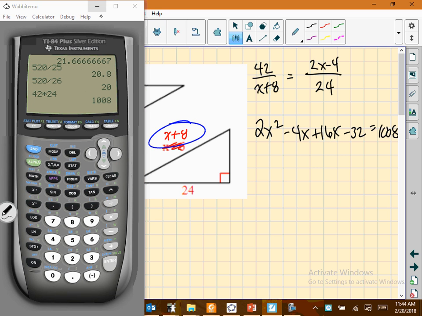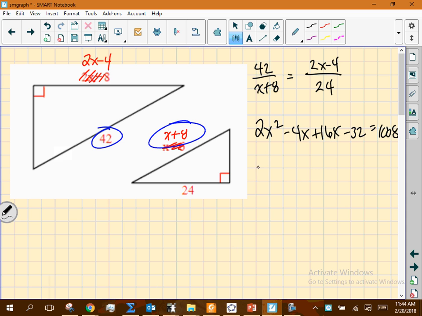Is that right? So just like before, still got to get everything equal to 0. So I have 2x squared, plus 12x. Now I'm going to move over that 1,008. So this becomes negative 1,040. Is that right? 40. All right.